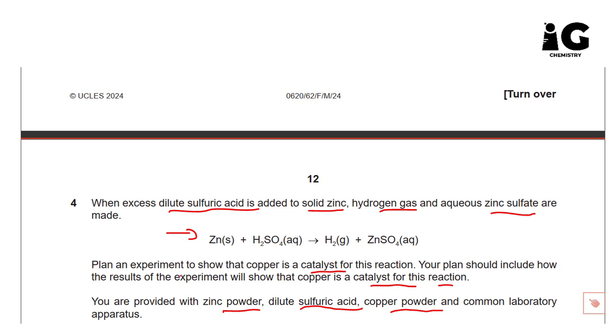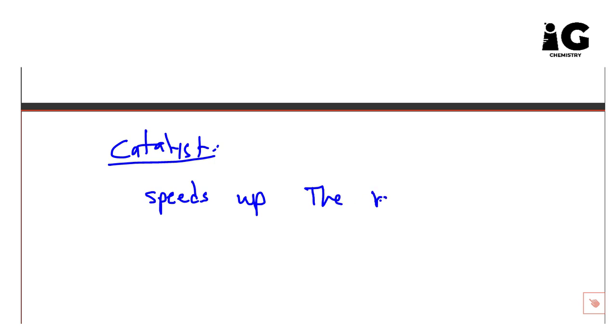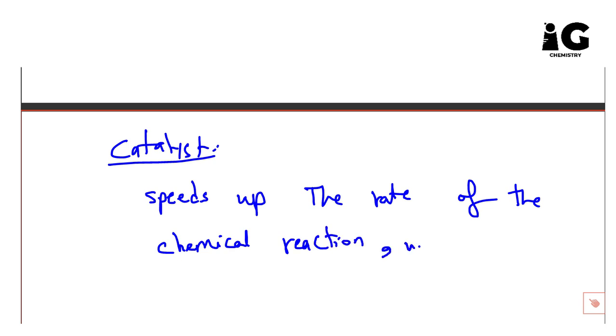Okay, so actually, guys, to show that copper, which is used here, is a catalyst, we need to remember the definition of the catalyst itself. You know, guys, a catalyst is a chemical substance that speeds up the rate of the chemical reaction and, this is very important, without being changed in mass.